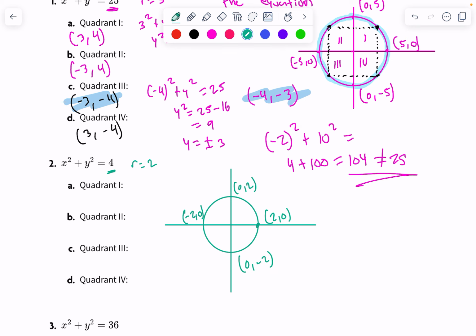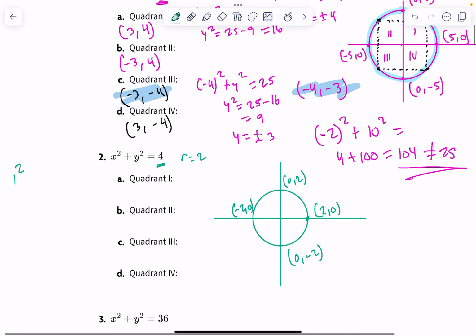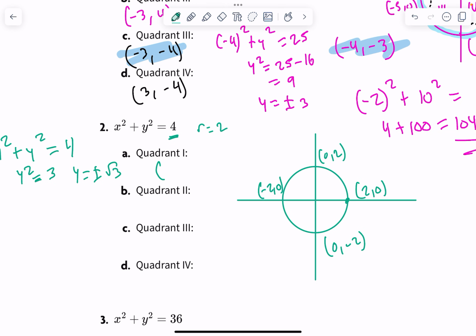Okay? Again, in quadrant 1, you can pick any point you want for x that's between 0 and what? 0 and 2, right? Not including 0 or 2. Let's talk about if I said that x was equal to 1. So I'm going to get 1 squared plus y squared is equal to 4. Y squared is equal to 3. And then y is equal to plus and minus square root 3. So my first point can be 1 comma square root of 3. That's my first point, okay?